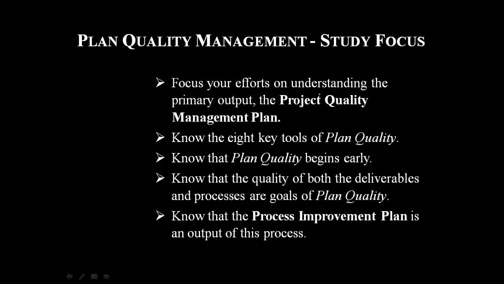So focus your efforts on understanding the primary output, which is the quality management plan. Know the 8 key tools. In this case, the tools are more important. Know that plan quality begins early. We want to make sure that we have specifically documented the testing and the quality process. Know that the quality of both the deliverable and processes are goals of plan quality. So we want to make sure that we are not just focusing on deliverables, but we are focusing on the processes as well. Know that the process improvement plan is an output of this process. When I talk about the process improvement plan, remember we are talking about the plan, do, check, act.